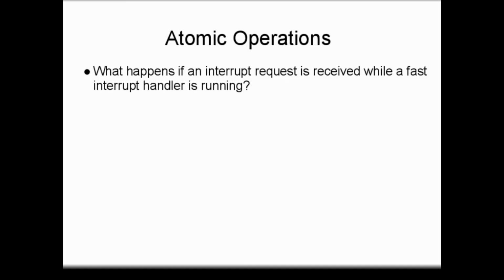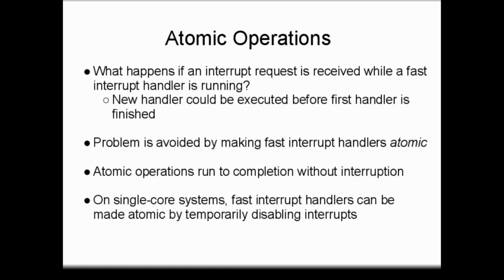But what happens if we're still running a fast interrupt handler? Well, the new interrupt handler could be executed before the first interrupt handler is finished, and this could cause some major problems, especially if we get a new interrupt from a device that's sharing the same interrupt line as the one that we're handling. So what we do is we make fast interrupt handling atomic. That is, we make it uninterruptible.